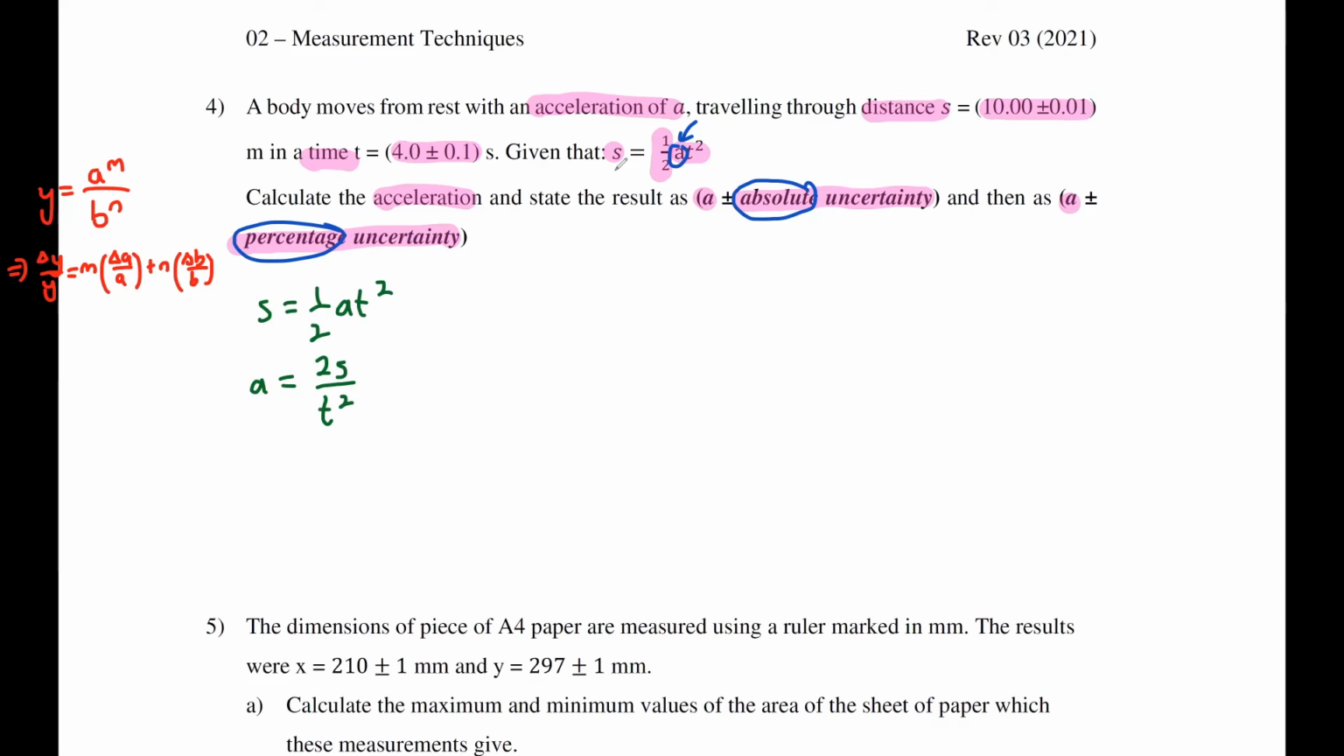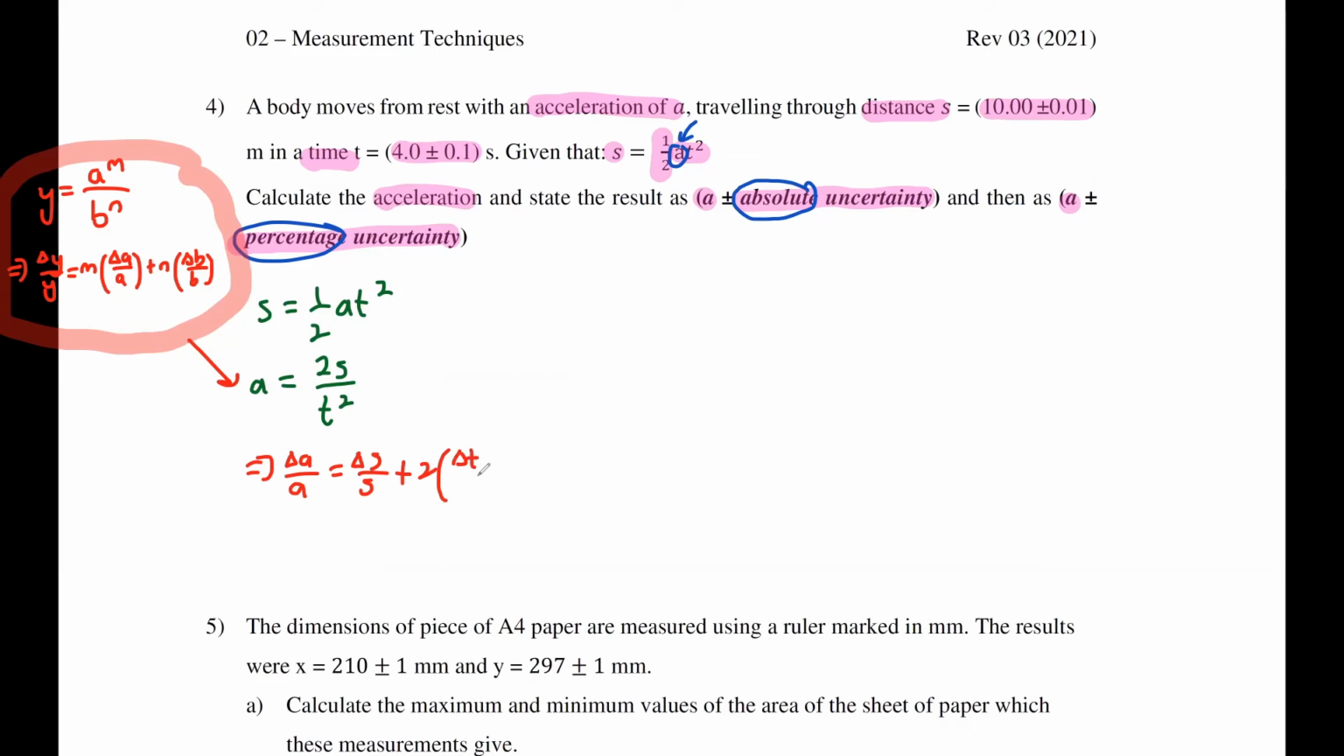Now this form of equation is similar to this, where we say that if y is equals to a power m divided by b power n, then the fractional uncertainty of y will be equals to m times the fractional uncertainty of a plus n times the fractional uncertainty of b. So applying it to this equation here, we would get fractional uncertainty of a equals to the fractional uncertainty of s plus 2 times the fractional uncertainty of t. Notice that the 2 here has been ignored because this is a number. It has no uncertainties.